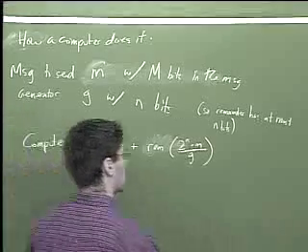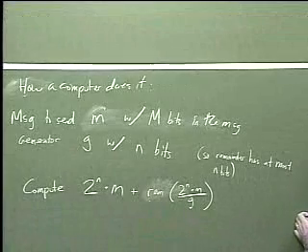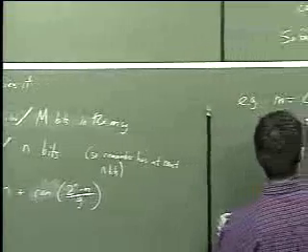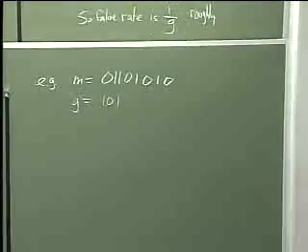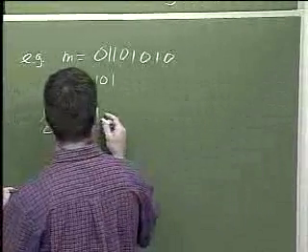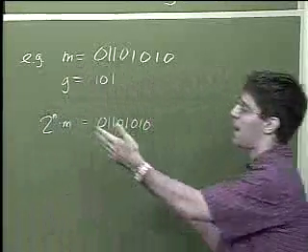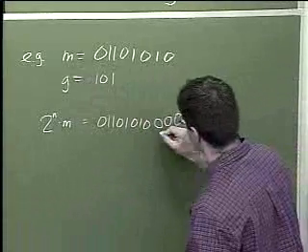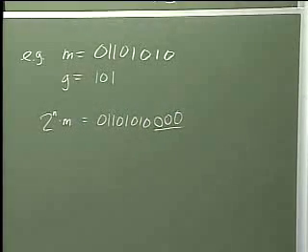Okay, so I should do an example. Let's have M be 0, 1, 1, 0, 1, 0, 1, 0. Let's have G be something small. 1, 0, 1. Okay? So 2 to the n times m is just going to be 0, 1, 1, 0, 1, 0, 1, 0. And then to multiply by 8 in this case, you just pad on 3 extra zeros. Okay? And now we have to divide 2 to the n times m by g.